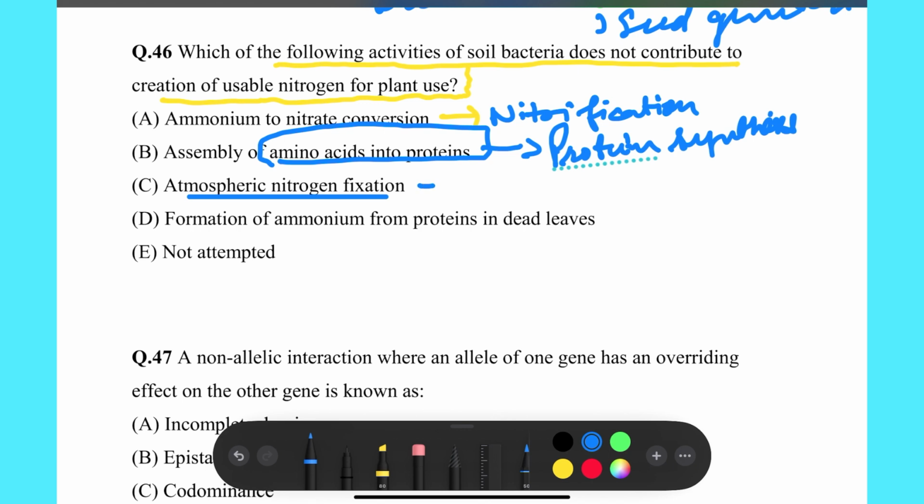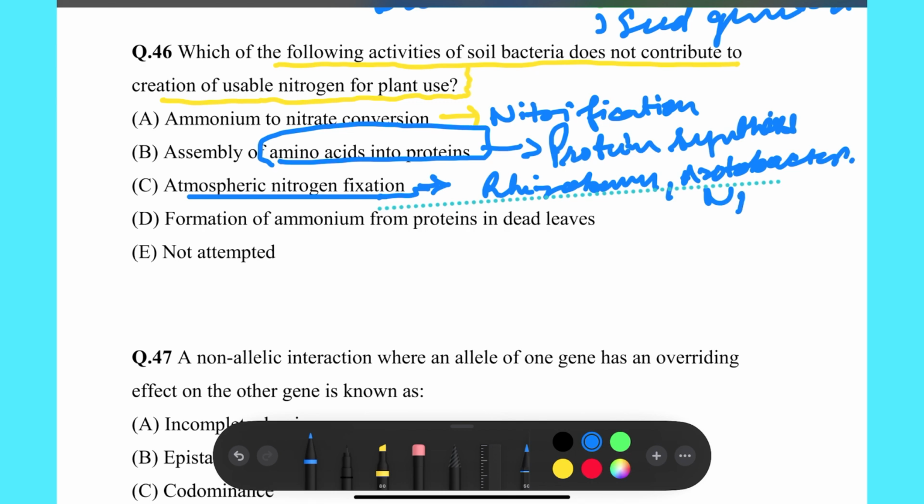Atmospheric nitrogen fixation, it is by Rhizobium, Azotobacter. They fix atmospheric nitrogen into ammonia, right, which is the usable form.